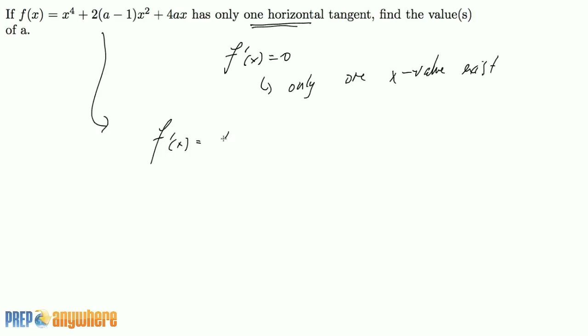And you get 4x cubed plus 6a minus 1, sorry, 4x plus 4a. Okay, so for this to equal 0, there's only one x value that satisfies this. Let me simplify that a bit. Let me divide both sides by 4.